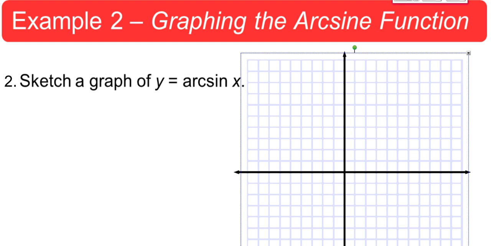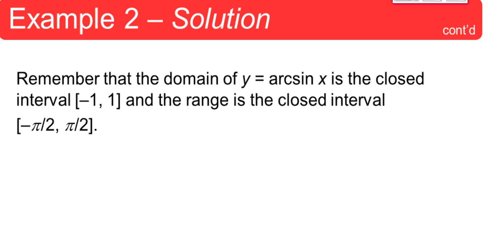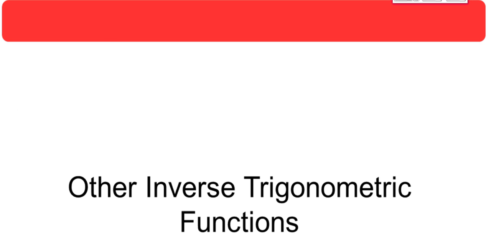Then we want to look at other, just a second. Just remember that the domain is the closed interval from negative 1 to 1, and the range is the closed interval from negative pi over 2 to pi over 2 as we go. Now we want to look at other inverse trig functions, and we kind of focused on that one. Now we just look at some of those other ones as we go.